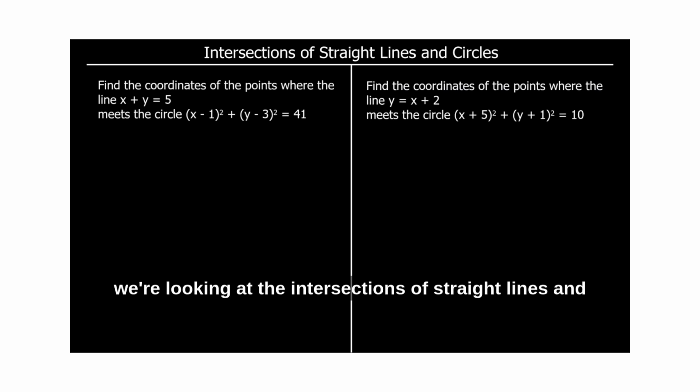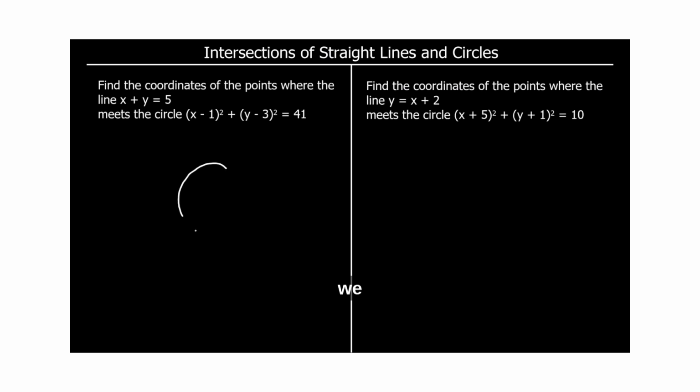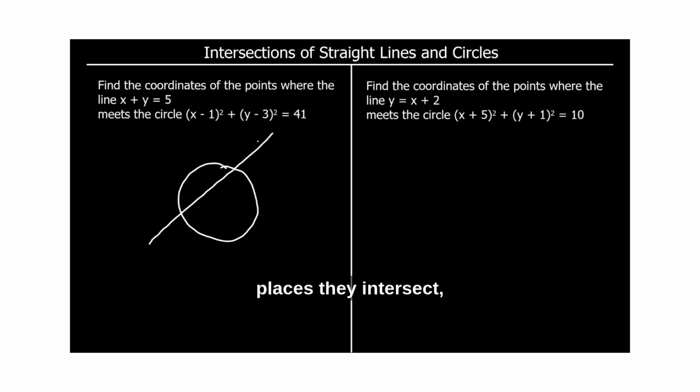In this video, we're looking at the intersections of straight lines and circles. Whenever we have the intersection of two graphs, to find the intersection, we solve the simultaneous equations. And when we've got a straight line and a circle, we could have two places they intersect.